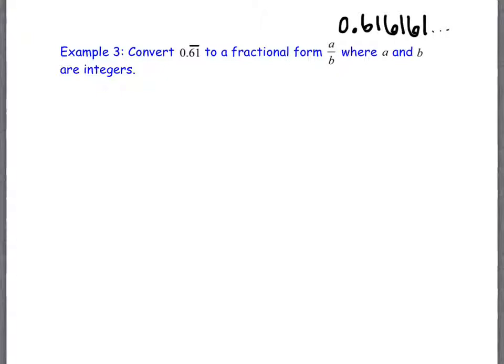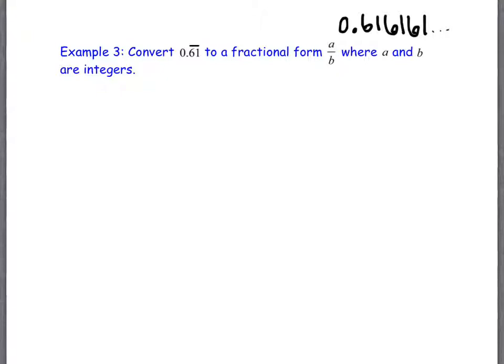Right? 0.61 repeating, 61, 61, 61 forever. Agreed? So I want to turn that back into a fraction, and the problem is that with terminating decimals, all you have to do is figure out what decimal place it stops at, and then you write that division by a power of 10. Well, this doesn't stop.